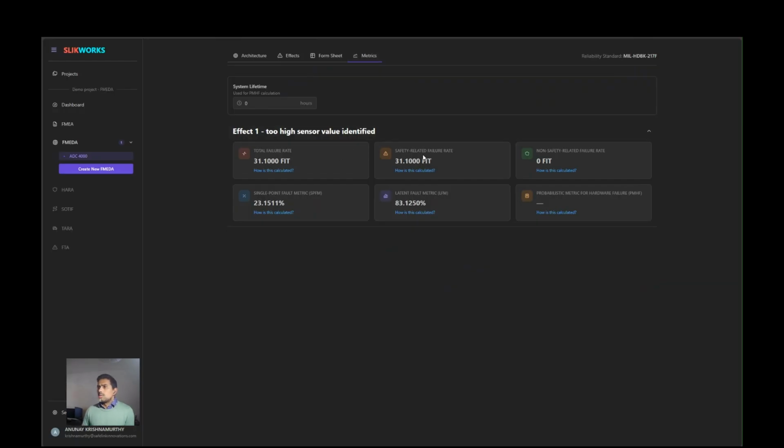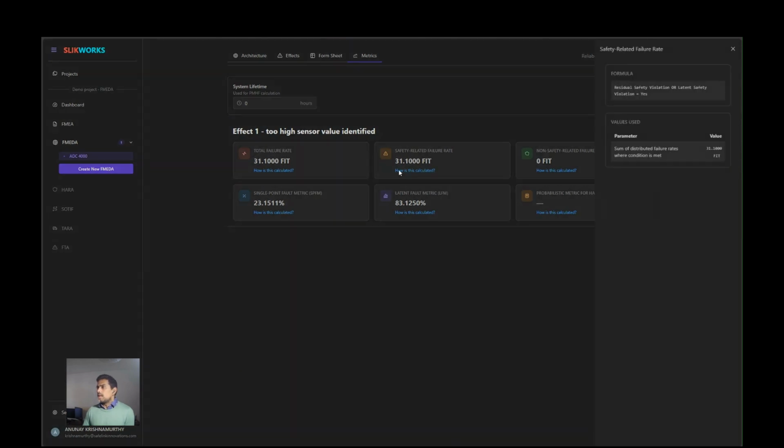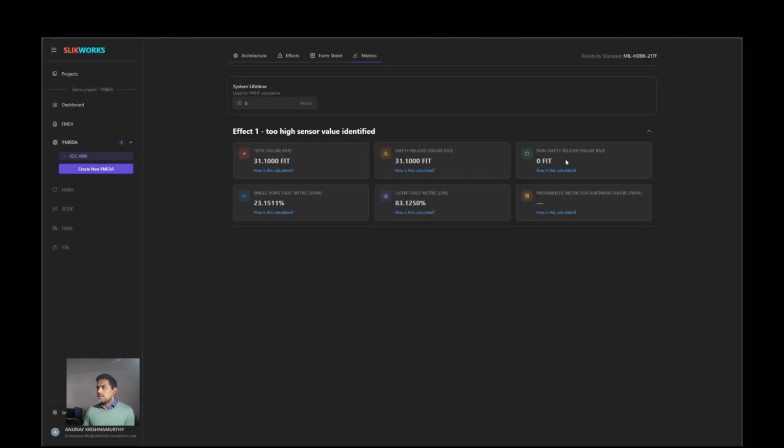Then we talk about the safety related failure rate. This is calculated from the FMEDA, where we identify which individual failure modes can lead to a safety hazard violation and which ones cannot. So far, we've not identified anything that cannot, but once that is modified, this value will change. Similarly, we have the non-safety related failure rate, and simply safety plus non-safety is equal to the total failure rate.